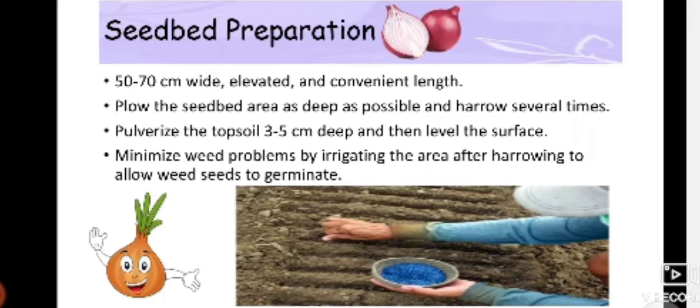The seeds are planted at 1 to 1.5 cm depth. Minimize weed problems by irrigating the area after harrowing to allow weed seeds to germinate. A week after they germinate, plow and harrow again repeatedly before sowing.